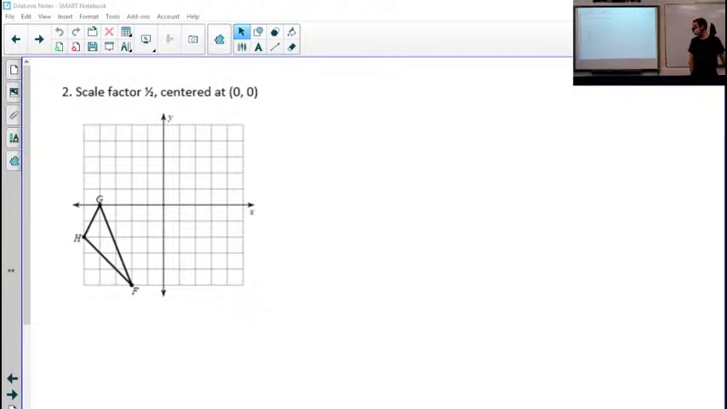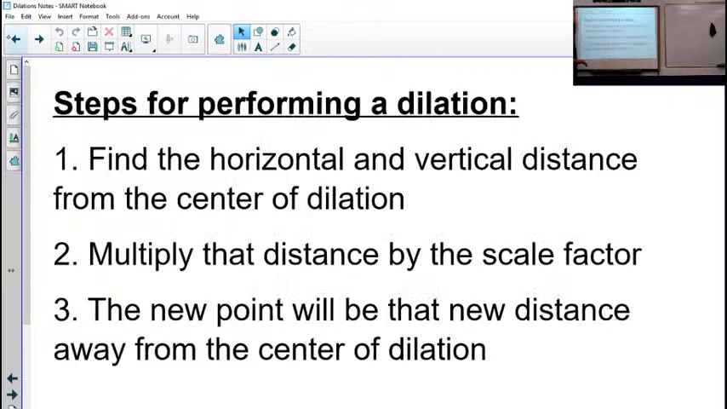We are going to start by getting our dilation here. So an outline of our steps. I didn't show this yesterday, and I'll give you time to write this down later on in the hour if you need to. But these are the basic steps we're going through.